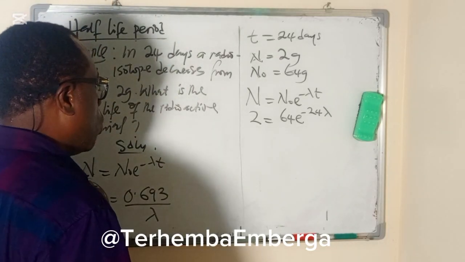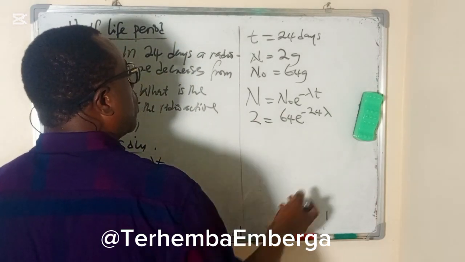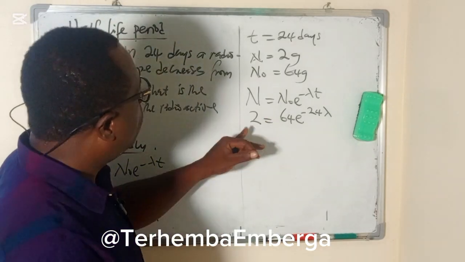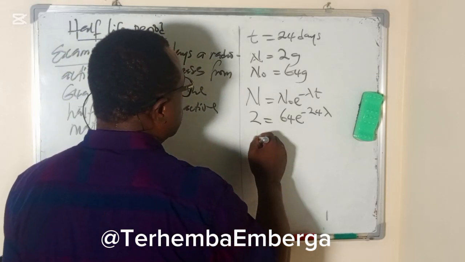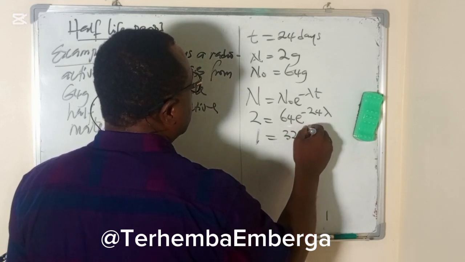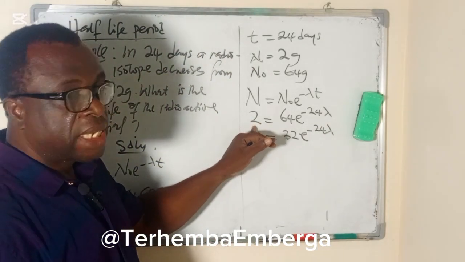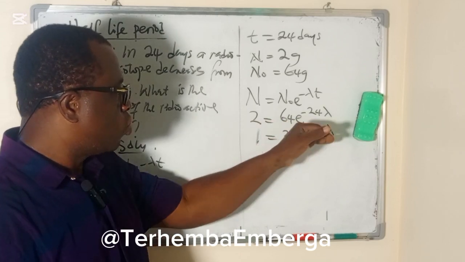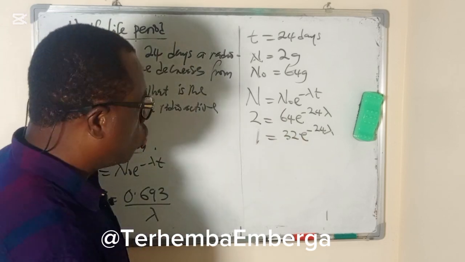So if you want to reduce this, you can solve it this way. But if you decide to divide through by 2, this becomes 1 equal to 32 e to the minus 24 lambda. Now this is the left hand side, this is the right hand side. Whatever you do to this, you must do to the other. So we divided through. 2 divided by 2 is 1. 2 divided by this is 32.